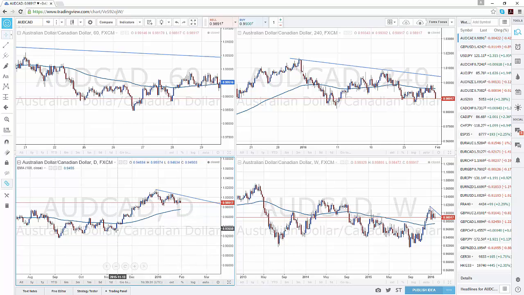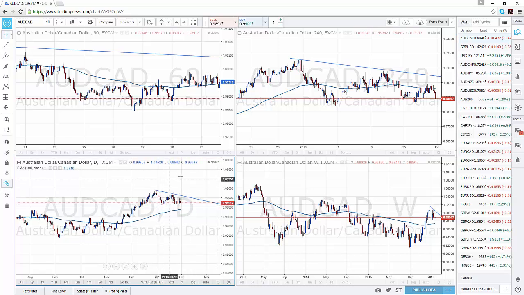Now the Aussie CAD has been rallying since around November of last year up until the beginning of this year, at which point it started to go sideways and started to consolidate. And that's absolutely fine because we've got this momentum move here and the markets never go from A to B without stopping in between. This is the sort of thing that you would expect.